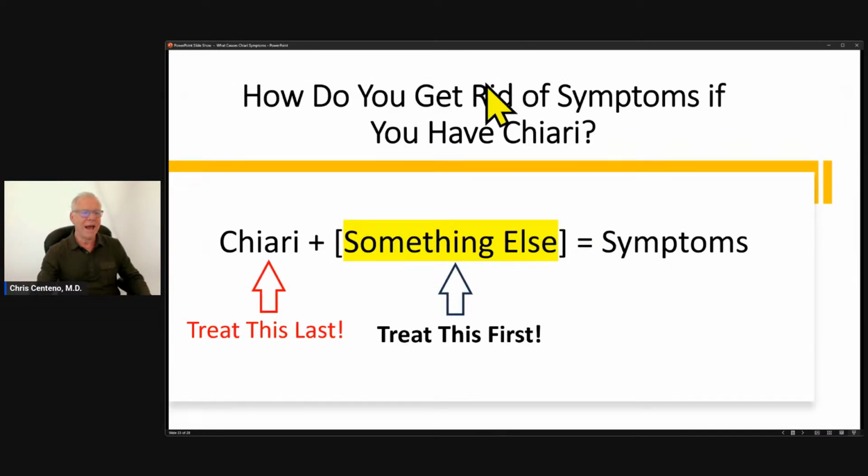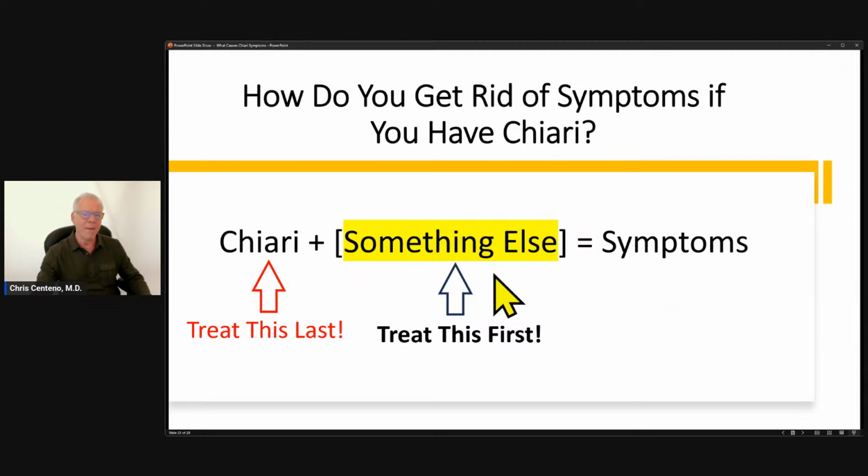So again, how do you get rid of symptoms? If you have Chiari, treat the something else first, because that's where the data seems to be pointing as to what causes the symptoms. The Chiari is the setup. The something else is the problem. So you could say the Chiari is the fire and the something else is the gasoline on the bonfire that gives you symptoms. If you just have Chiari, you don't get symptoms if you don't have the something else. If you add the something else in there, you get symptoms.